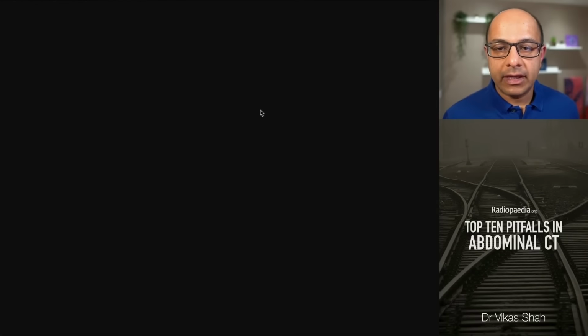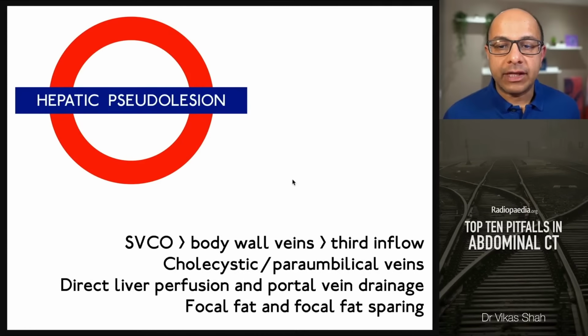So we have recruitment of something known as the third inflow. So we have superior vena cava obstruction. As a result, blood flows into the body wall veins. So that's the internal thoracic vein, the superior and inferior epigastric veins of the anterior abdominal wall. And from there, they anastomose around vessels in the region of the umbilicus, including the paraumbilical veins.